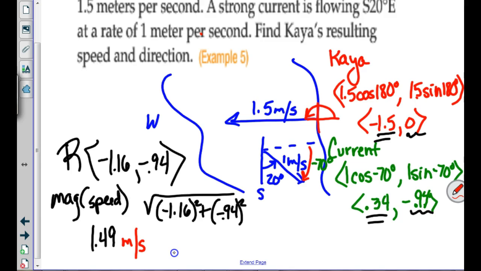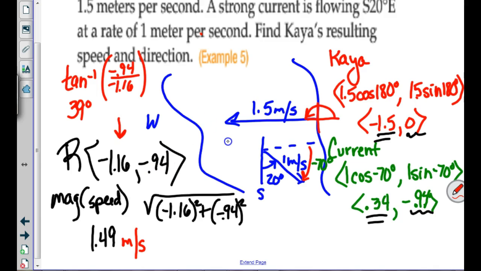Let's see if it's knocking her off course, though. Inverse tangent of this resultant right here. So inverse, or just tan to the negative 1, of y over x, which is just going to turn out to be positive. 0.94 divided by 1.16. Yep, I got about 39 degrees. Now, this is in what quadrant? The resultant. It's in quadrant 3, right?